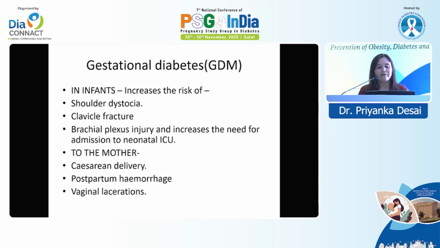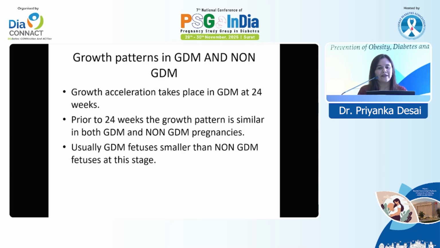So in infants, what it does is it increases the risk of shoulder dystocia, clavicle fracture, brachial plexus injury, and increases the need for admission to the NICU. To the mother, there is increased chance of a cesarean delivery, postpartum bleeding, and lacerations. So what is the growth pattern in GDM and a non-GDM pregnancy? So here the growth acceleration takes place in GDM at 24 weeks onwards, and prior to 24 weeks, the growth pattern is usually similar in both GDM and non-GDM pregnancies.